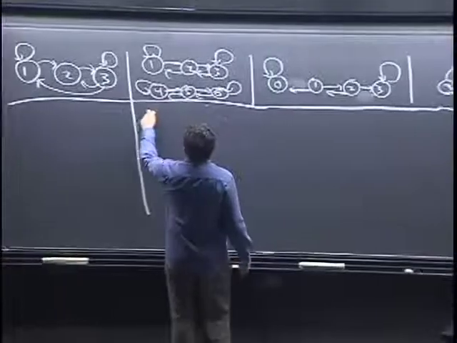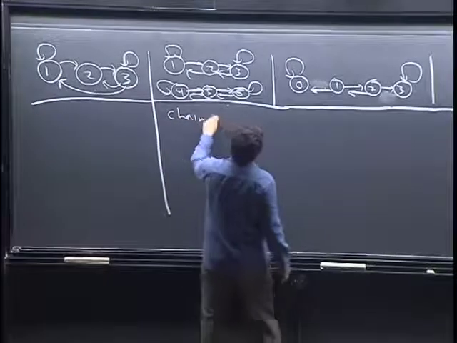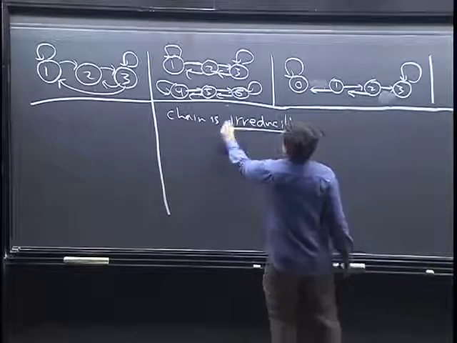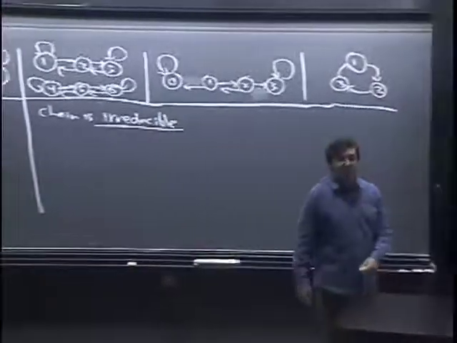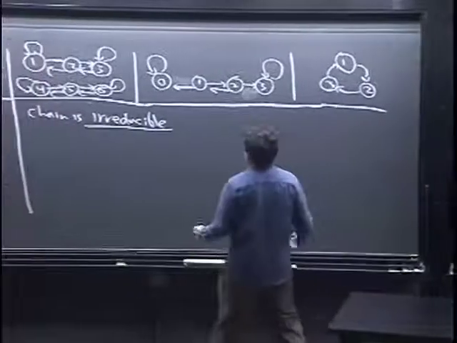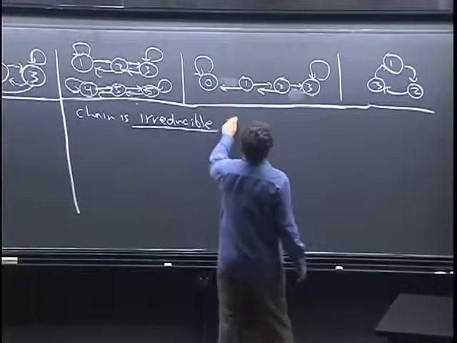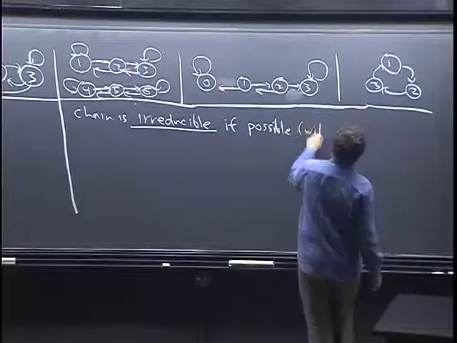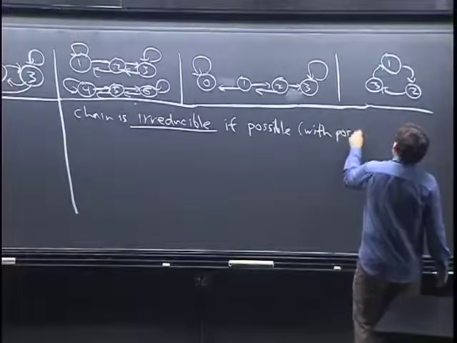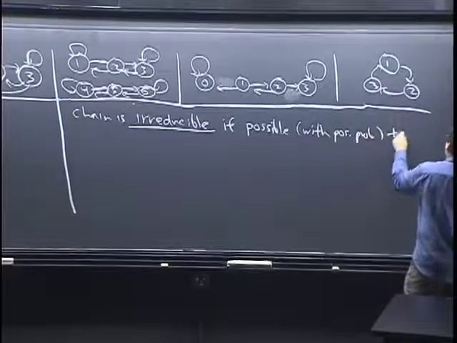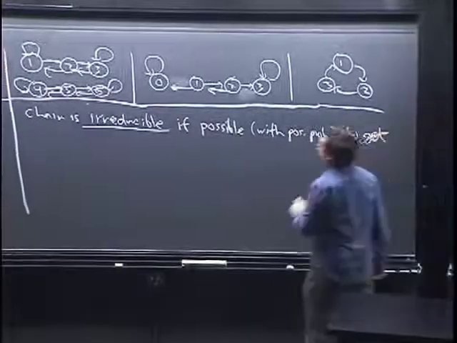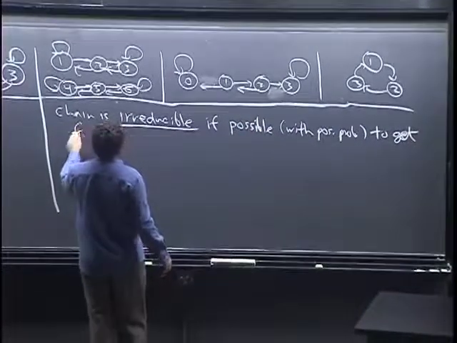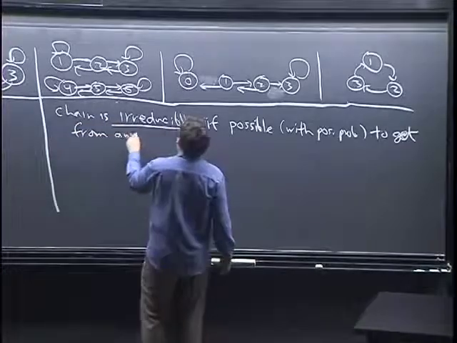So the chain is irreducible. I think connected would have been a better term than irreducible, but that's standard terminology. Irreducible means you can get from anywhere to anywhere. So if it's possible, by possible, I mean with positive probability, to get from anywhere in the chain, in some, not necessarily in one step, but in some finite number of steps, from anywhere to anywhere.